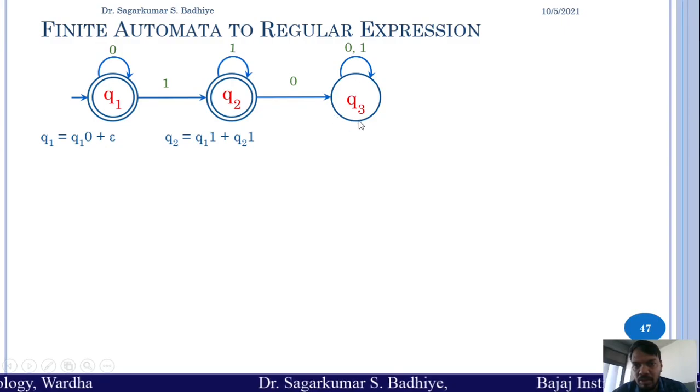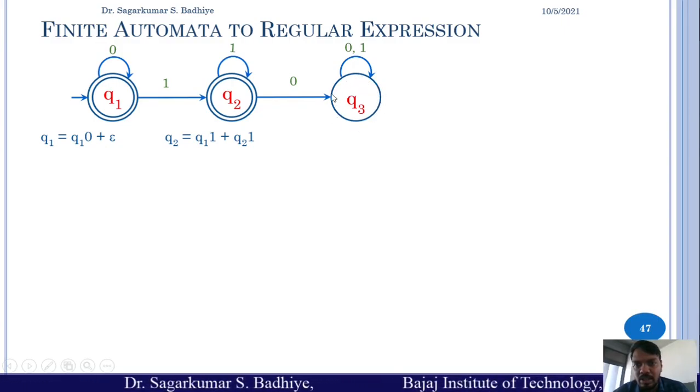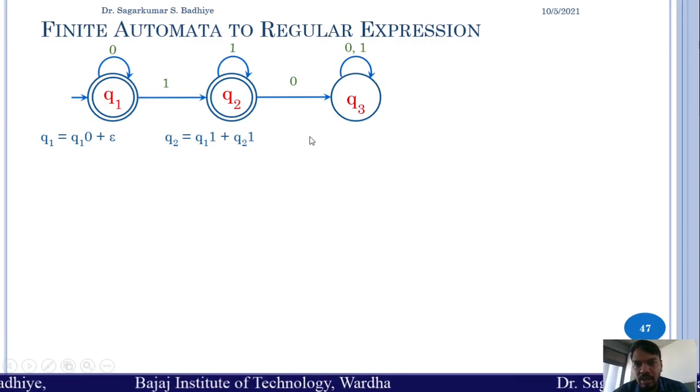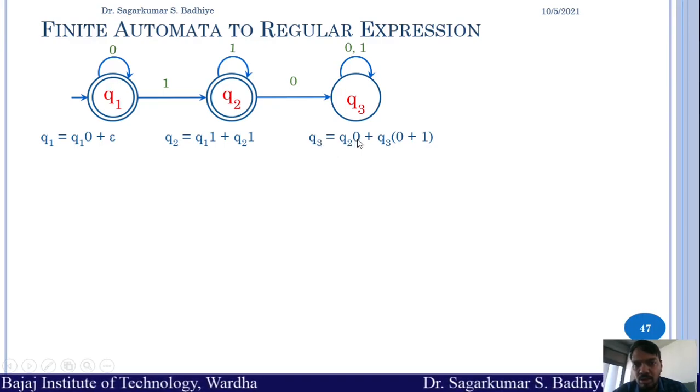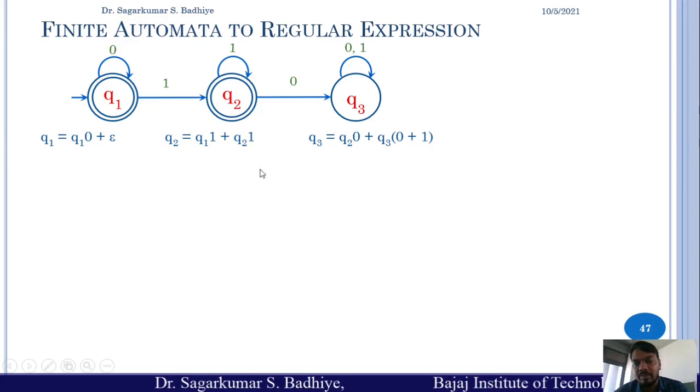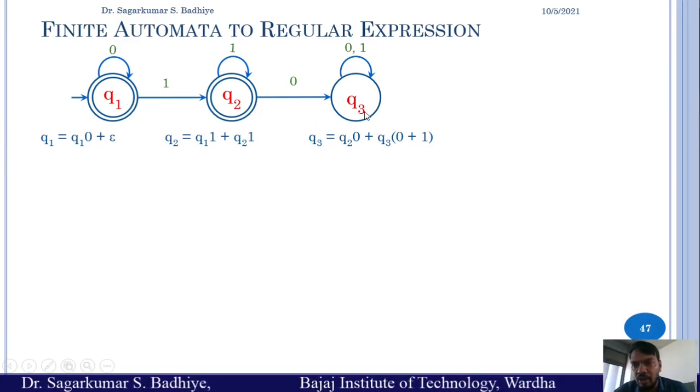Last is the equation for q3. There are three transitions that are inward toward q3, which are 0 from q2, and from q3 on 0 and 1. So we get an equation for q3 as q3 equals q2 0 plus q3 0 plus q3 1. You can write it in this form as q2 0 plus q3 (0 plus 1). These are the three equations obtained for the given finite automata.